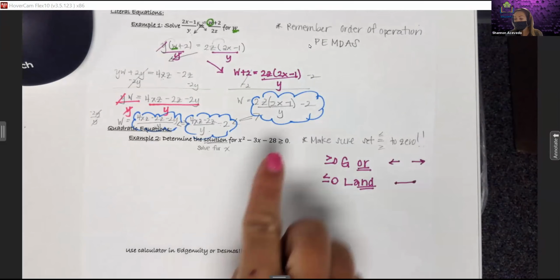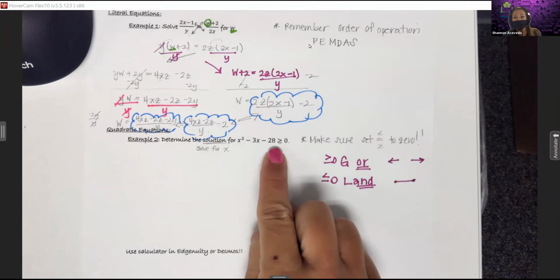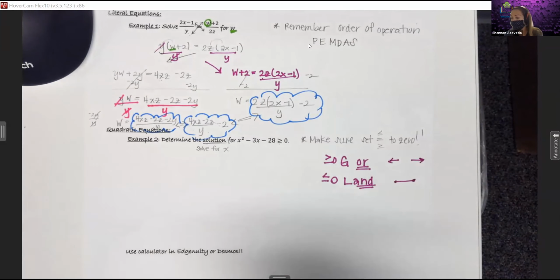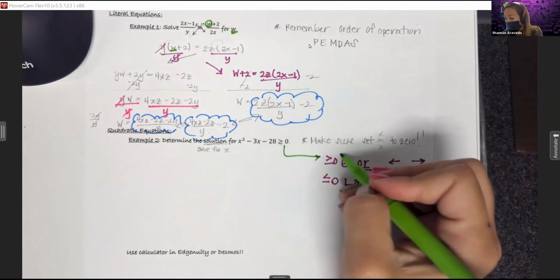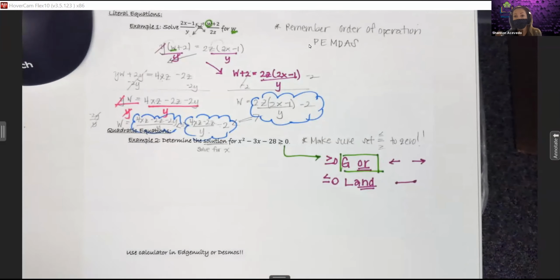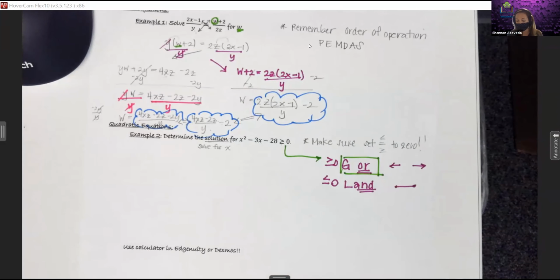So just from looking at this, because it is a greater than or equal to sign here, I know that it is going to be an or statement. I know without even doing any work, it's going to be an or statement.